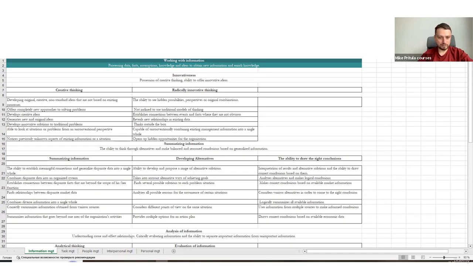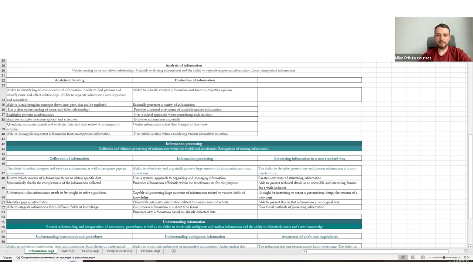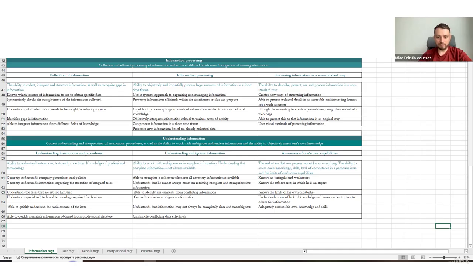Let us take the first one as an example. Working with information. All competencies within the cluster are arranged from higher to lower level. For example, innovativeness is more relevant for top managers. You would not expect innovativeness from a janitor. Next comes a slightly lower order competency, communicating information. Analyzing information, then even lower, processing information, understanding information. This is the lowest level of competence.